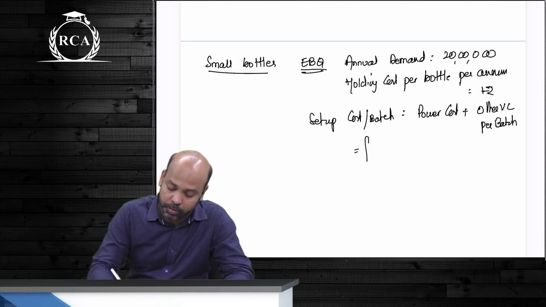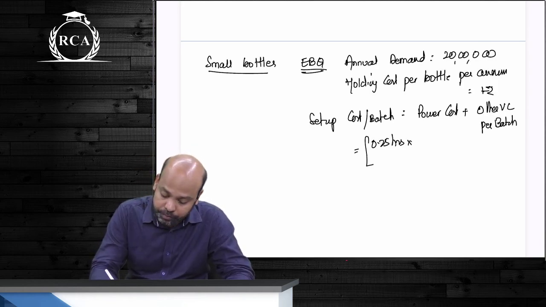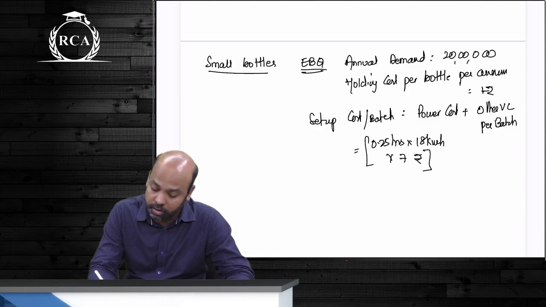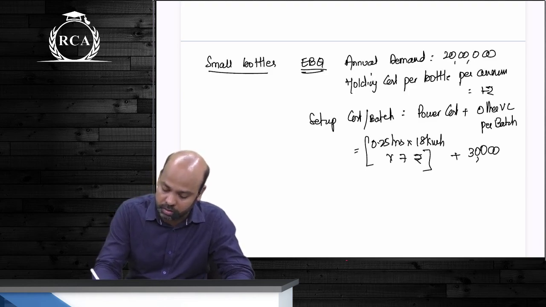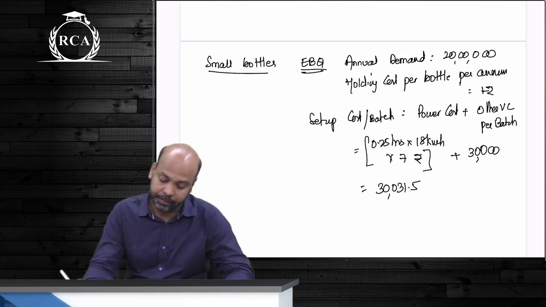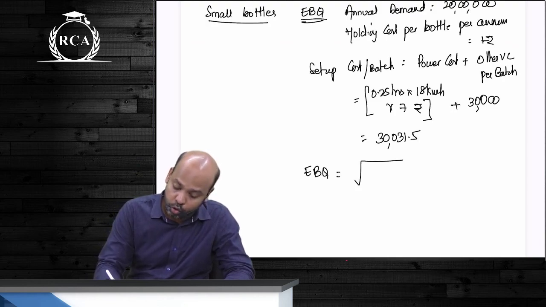Power cost, how will you compute, guys? Per batch, 0.25 hours is your setup time into 18 kilowatt hours into 7 rupees, plus 30,000. So that'll become 30,031.5. Based on this, guys, you're going to get your EBQ. Root over 2 into 20 lakhs into 30,031.5 divided by 1 rupee.